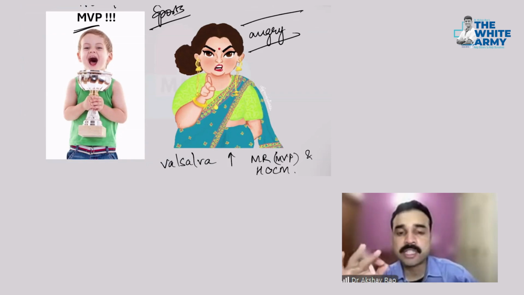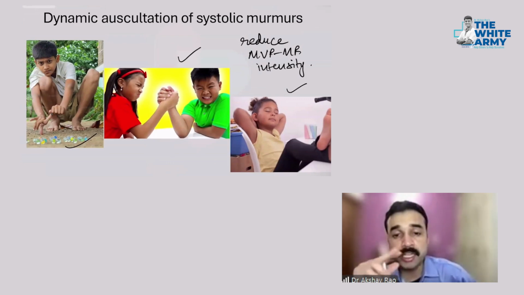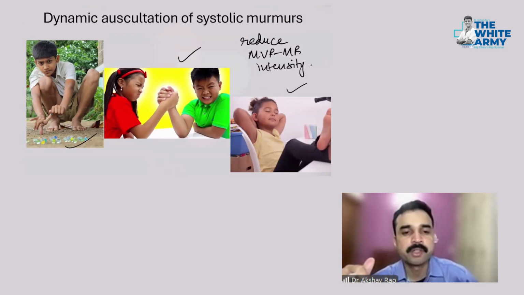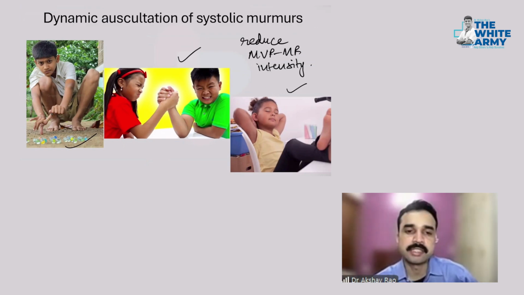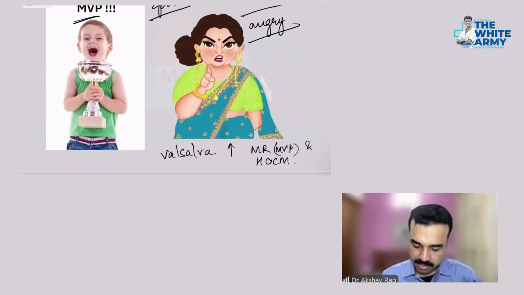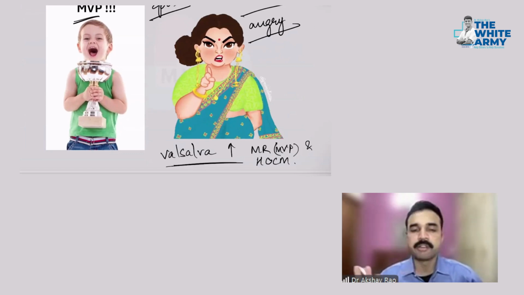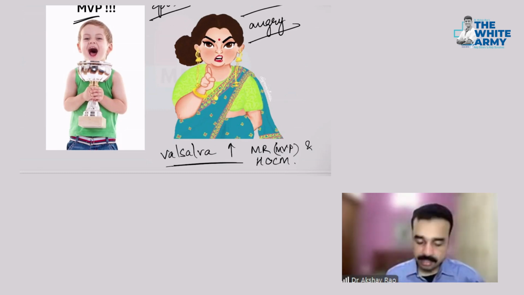Every other left-sided murmur, due to any cause apart from MVP or HOCM, any other left-sided systolic murmur, will increase in intensity with squatting, increase with hand grip, and increase with leg raising, except HOCM and MVP. Okay, the systolic murmurs of MVP and HOCM will reduce with these maneuvers. Keep that in mind. And likewise, the Valsalva maneuver will reduce the intensity of every other left-sided systolic murmur, except MVP and HOCM, where the intensity actually goes up.